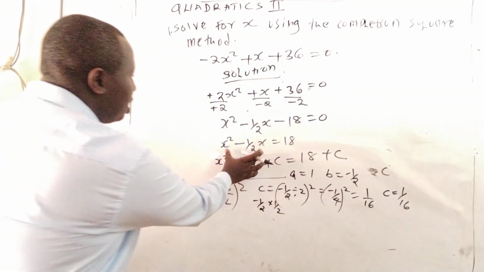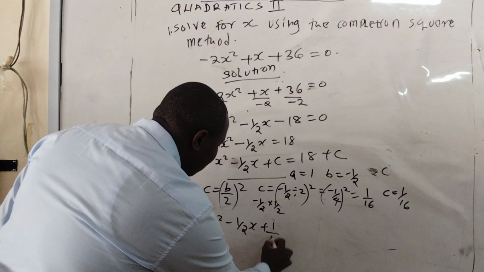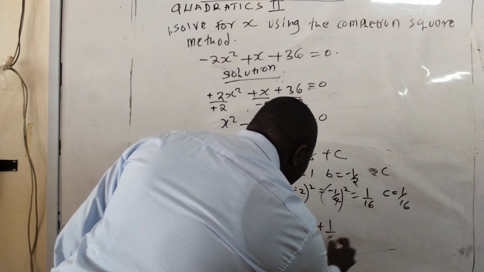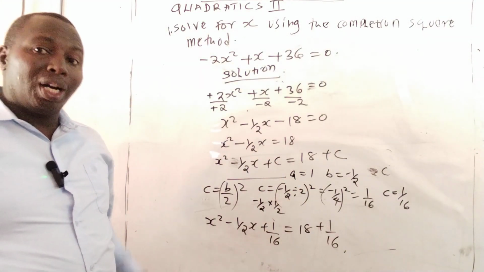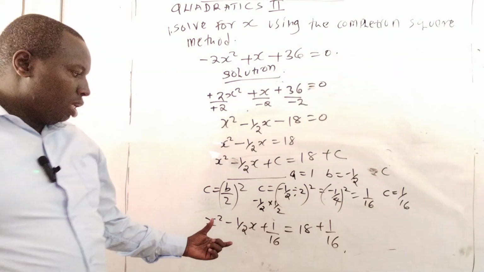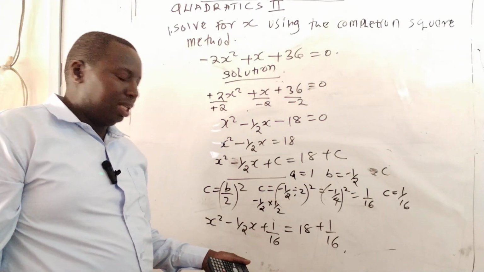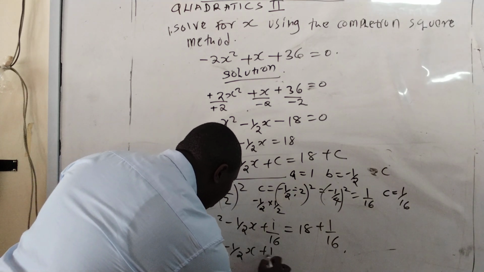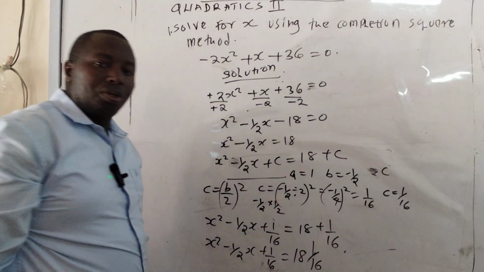So you rewrite this equation again now. You say x squared minus a half x plus 1 over 16 is equal to 18 plus 1 over 16. You add c on both sides. Remember, you're completing the square. So that's what you do. Adding 18 plus 1 over 16 becomes 18 1 over 16. Then you get x squared minus a half x plus 1 over 16 is equal to 18 1 over 16.